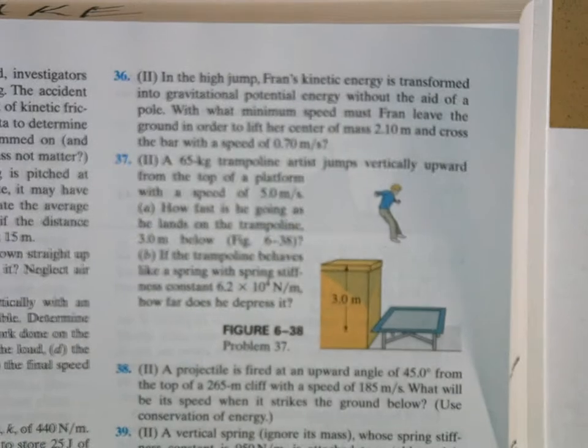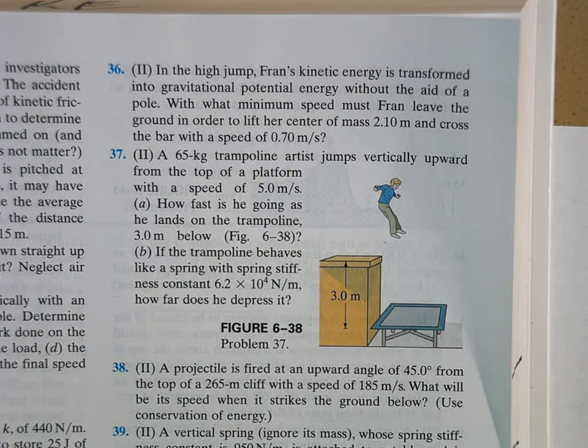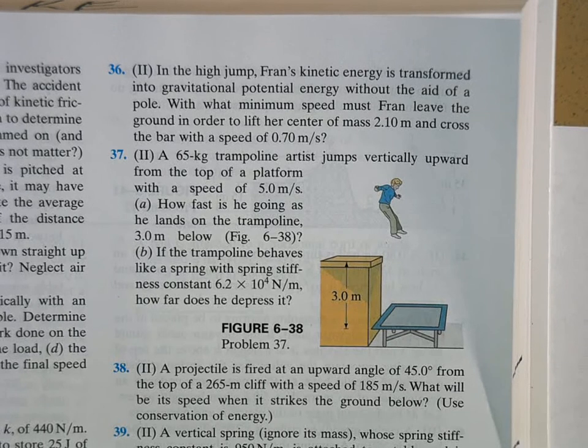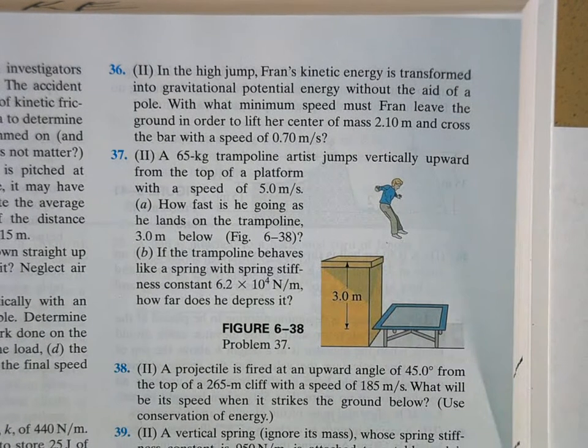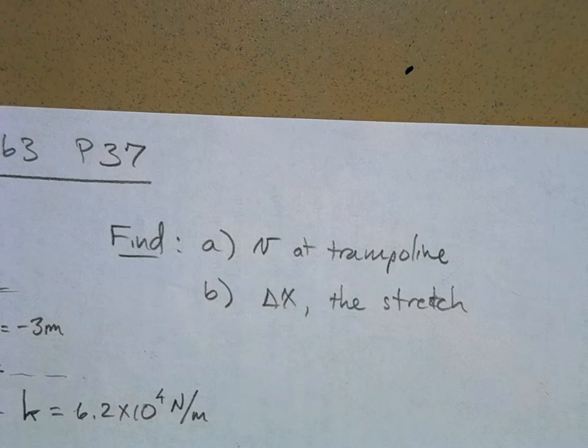It says, a 65 kilogram trampoline artist jumps vertically upward from the top of a platform with a speed of 5 meters per second. How fast is he going as he lands on the trampoline 3 meters below? If the trampoline behaves like a spring with a spring stiffness constant of 6.2 times 10 to the 4 newtons per meter, how far does he depress it? I think that last part B is tricky. All right, but let's try to do it.